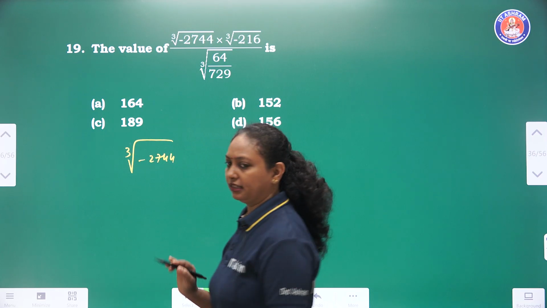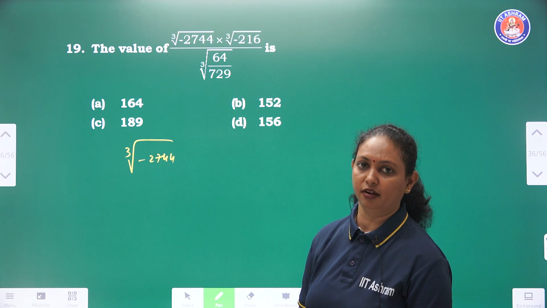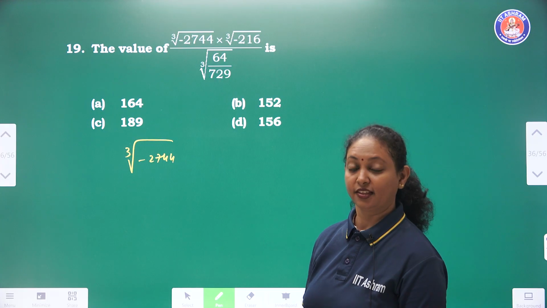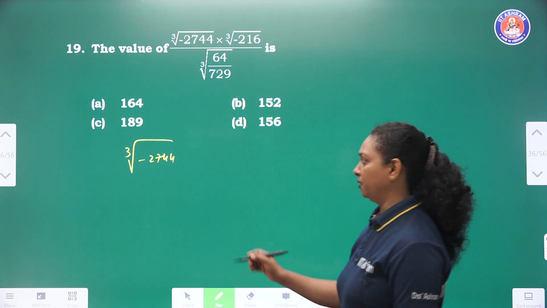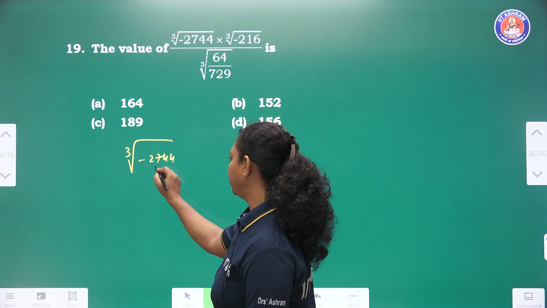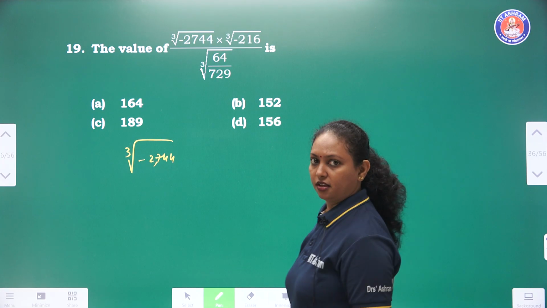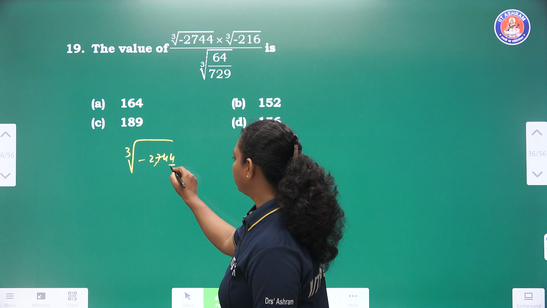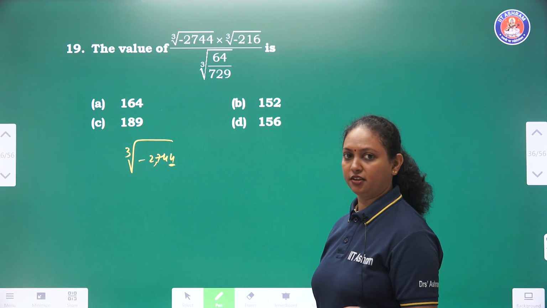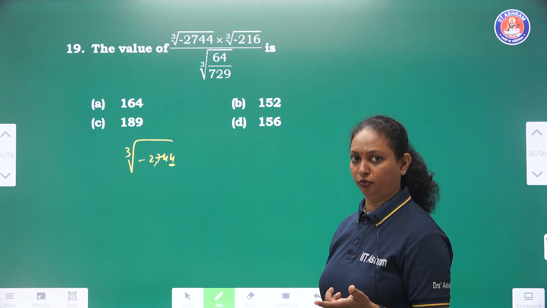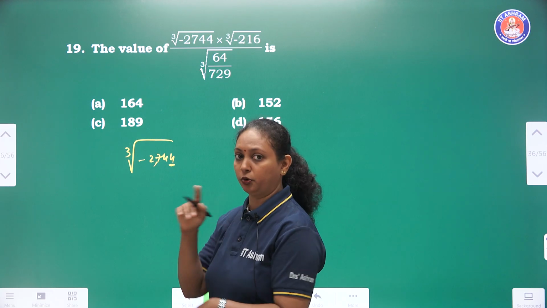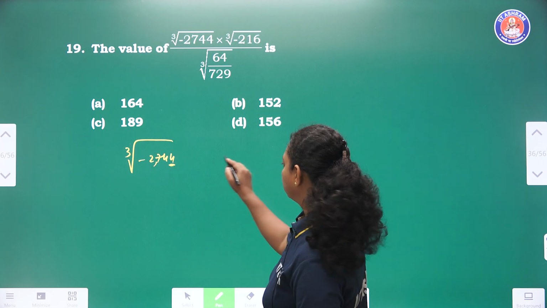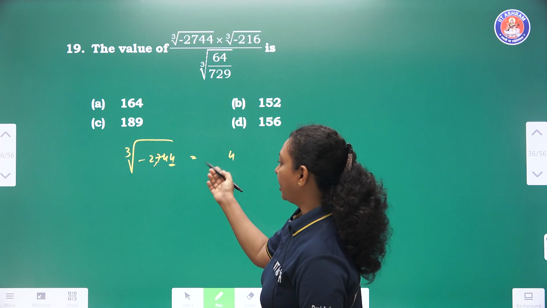Can you tell me whether the cube root of a negative number is negative or positive? Yes, it is negative. And what is the cube root of this number? We have to split this number into groups of 3 digits. As this number ends with a 4, and we know that 64, the perfect cube of 4, ends with 4, the unit digit in the cube root of minus 2744 is 4.